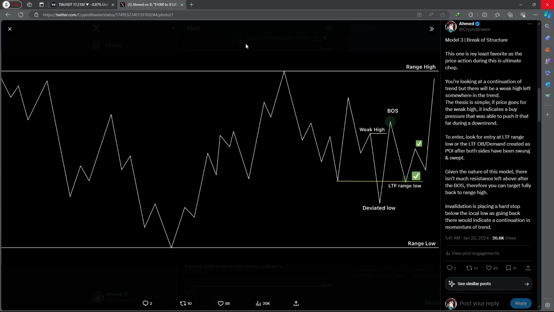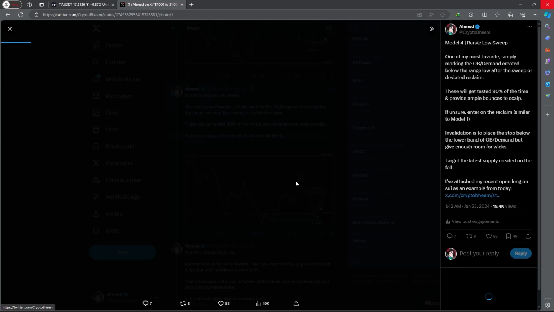Okay, that's model three. In these 12 models, this is the most difficult one, but remember this one as well because it is really important. And let's move on to model four now.